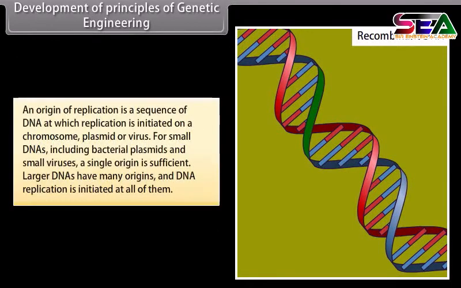An origin of replication is a sequence of DNA at which replication is initiated on a chromosome, plasmid, or virus. For small DNAs, including bacterial plasmids and small viruses, a single origin is sufficient. Larger DNAs have many origins, and DNA replication is initiated at all of them.